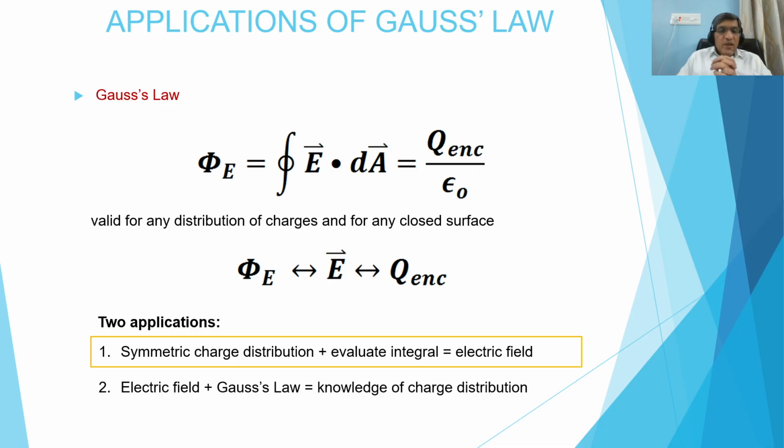And as you see, we have two major applications. The first one is where we have a symmetric charge distribution. With this, we have to evaluate the integral, and then we find the electric field. And the second one is where we have the electric field and the Gauss law, and by this we find knowledge about the charge distribution, whether it is discrete or a continuous charge distribution. So first of all, we have to discuss the first application, where we are given a symmetric charge distribution. With this help, we evaluate the integral and find the electric field.